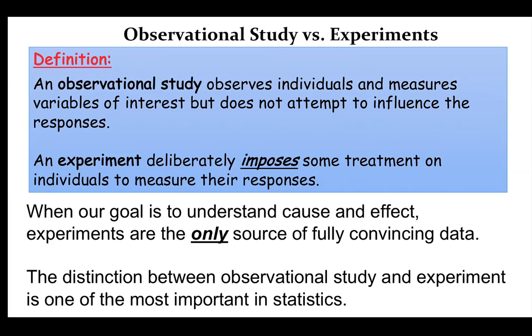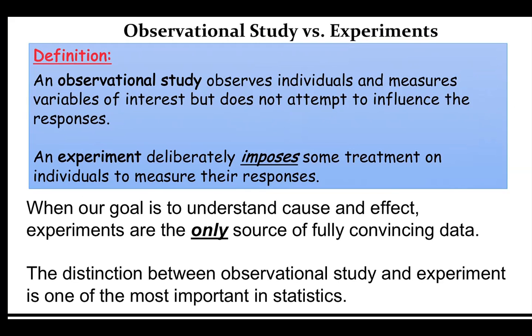So, a couple more. An observational study observes individuals and measures variables of interest, but does not attempt to influence the responses. Just sit back, see what happens. Experiments impose. When our goal is to understand cause and effect, experiments are the only way, okay? The distinction between observational study and experiment is one of the most important in statistics. That's how we get our data. All that data that we have, that we've used, that we've crunched numbers on, in our calculator, is from experimental studies and observational studies. Okay, so that's how we get data.